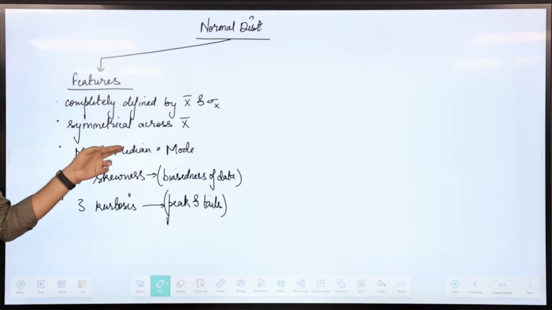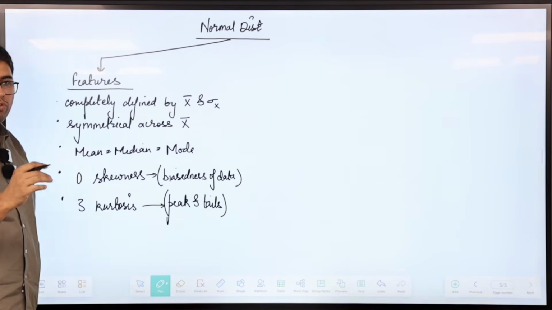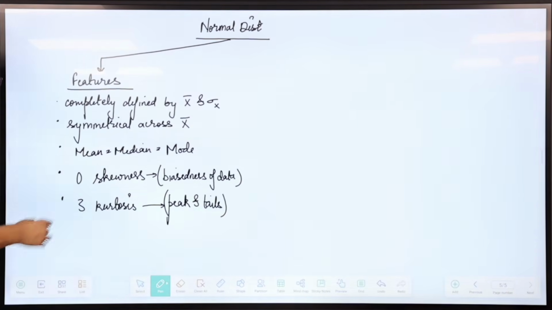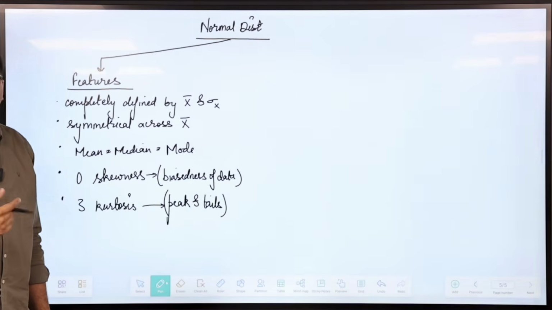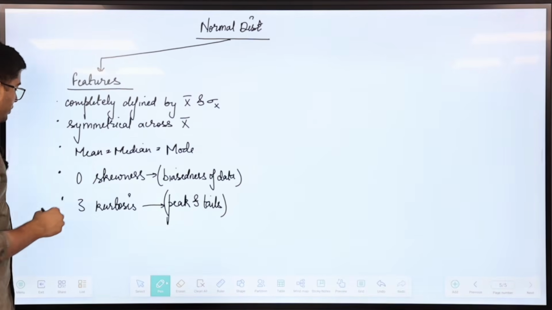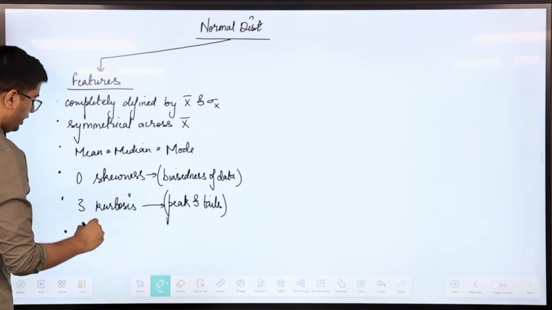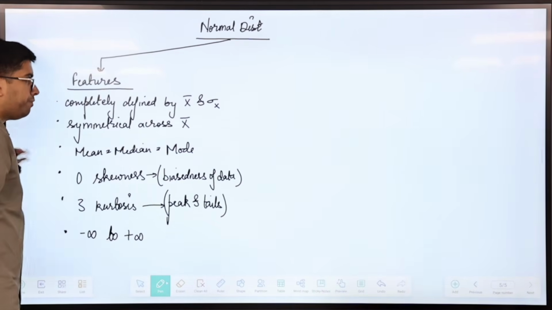So based on these three, sometimes you can also get question where numbers are given and you have to identify what sort of skewness are we looking at. So in those rare questions, you calculate all three. If they are equal, we're looking at normal distribution. If they are not equal, then based on which is higher, you can decide whether it is positively skewed or negatively skewed. Now, apart from these features, it also extends from minus infinite to plus infinite.